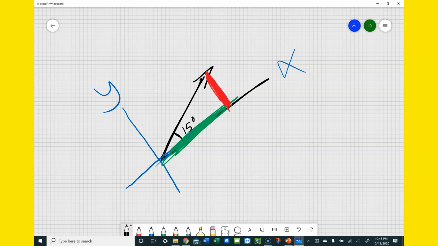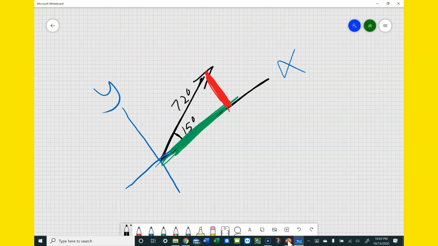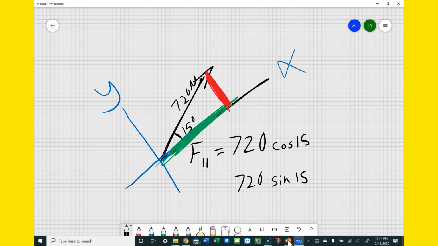And since I'm in the first quadrant, my angle can already be in standard form as it is. So all I've got to do is say, what was it? Didn't it say 720 newtons? Let me look back. 720 newtons. So all I've got to do to break it down into those components is say 720 cosine 15 and 720 sine 15. This is my force that is parallel to that bone, that's the green one, and this is my force that is perpendicular to that bone, the red one.